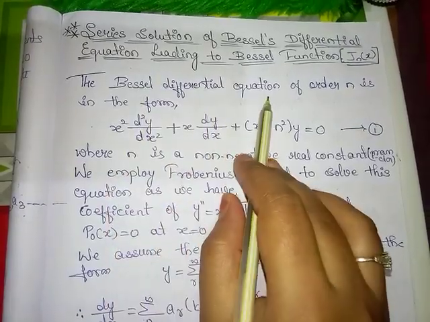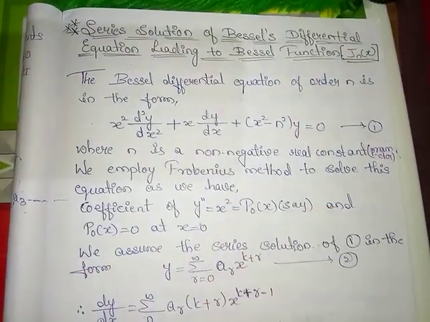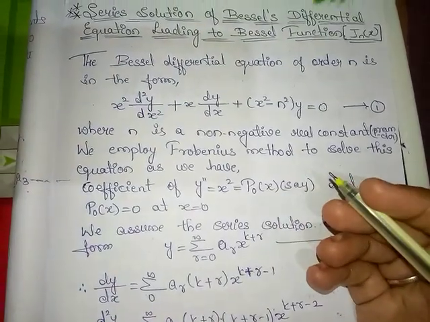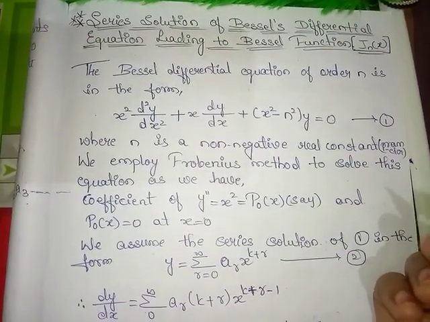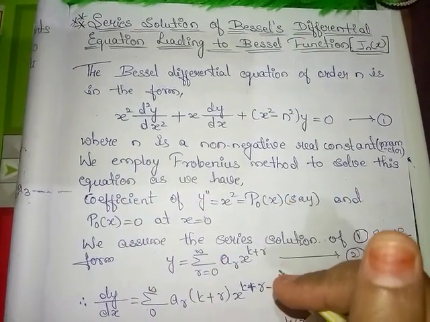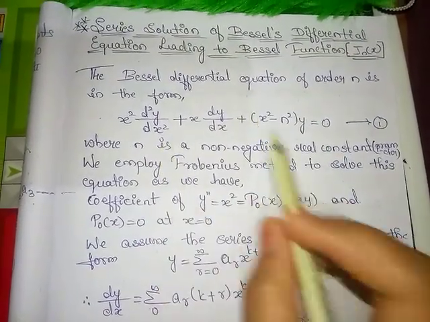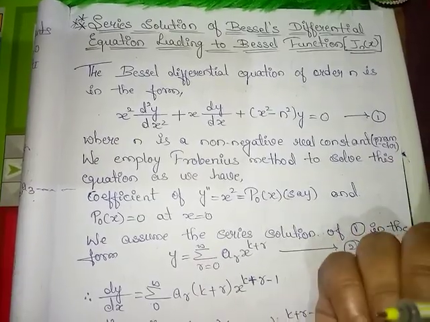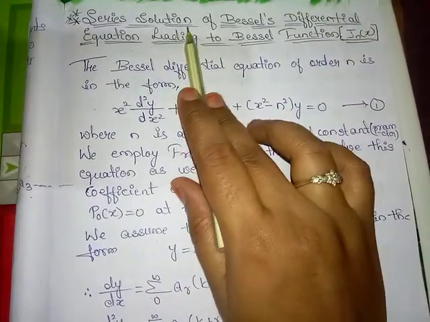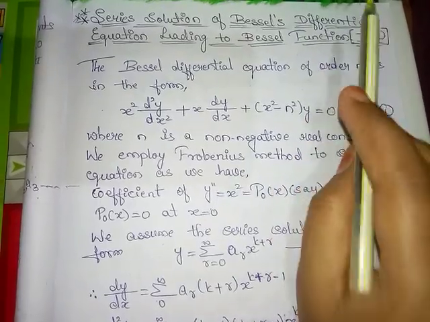The Bessel differential equation of order n is the one we considered in earlier classes for solving examples, where the coefficient p naught of x is not equal to 0. When the coefficient of d square y by dx square, p naught of x, is equal to 0, then we use the Frobenius method. I have given the procedure also. Let us see the derivation of the series solution of Bessel differential equation leading to the Bessel function Jn of x.